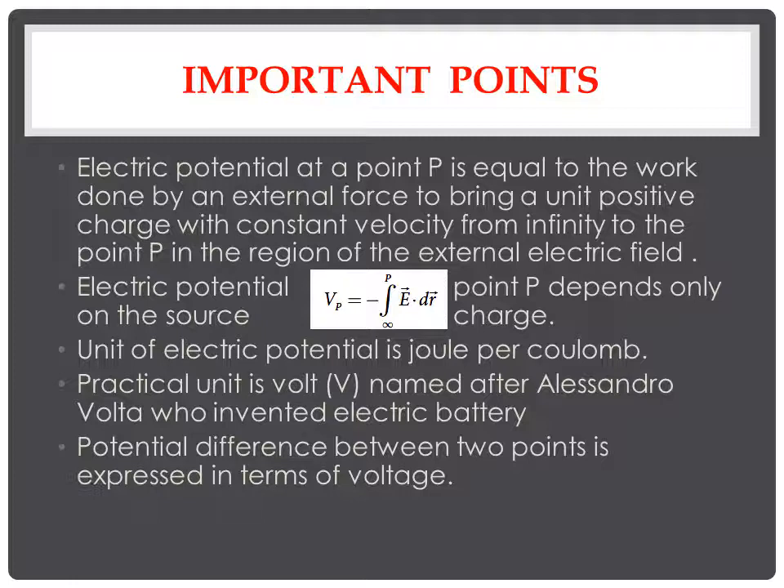Electric potential at P depends only on the source charge, and the unit of electric potential is joule per coulomb, and the practical unit is volt, named after Alessandro Volta, who invented the electric battery. Then the potential difference between 2 points is expressed in terms of voltage.